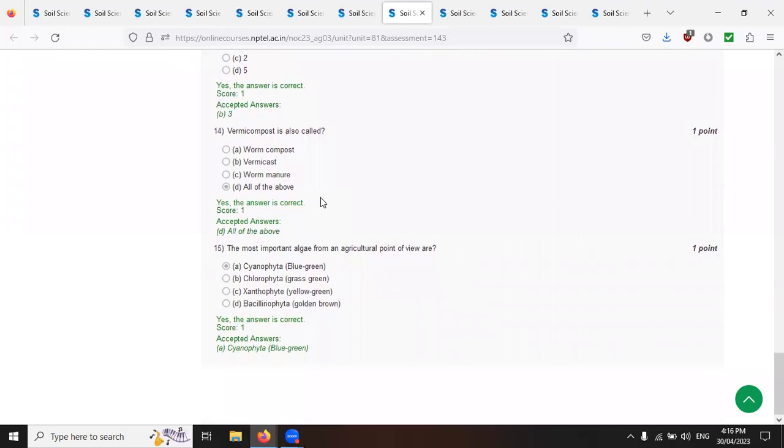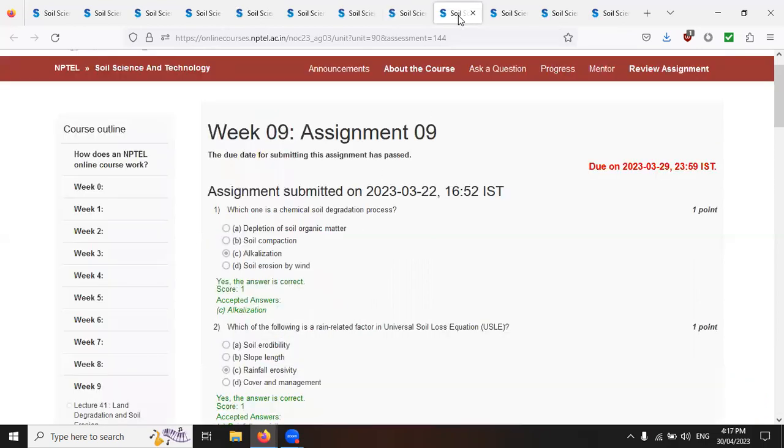The most common important algae from the agricultural point of view is cyanophyta, blue-green. Well, not many people watch this, so I'm going to give you my little hint. It's also Arthrospira platensis. Look up that genus and species. You'll be very interested in it. Let's just say that. It works. Yes, that's all I'm going to say. Contact me if you want to know more.